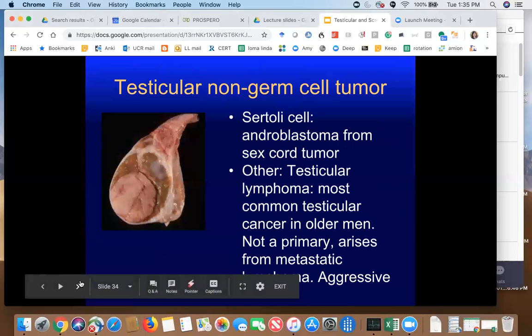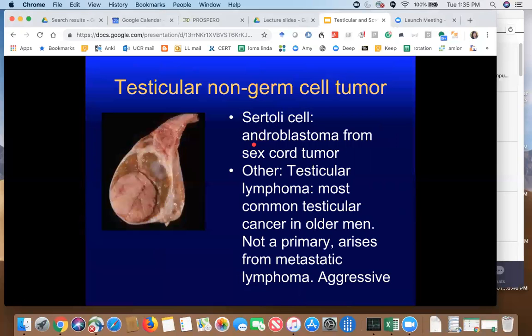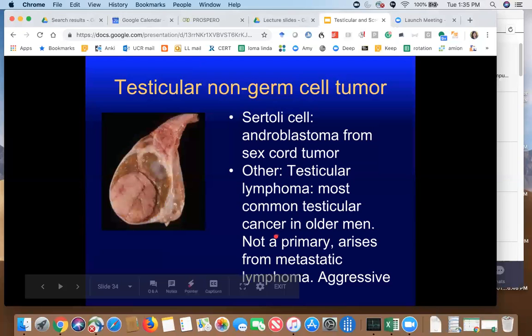Sertoli cell tumors are another type. And then you can have less common cancers like lymphomas, such as primary testicular lymphomas, or sometimes lymphomas that spread to the testes.